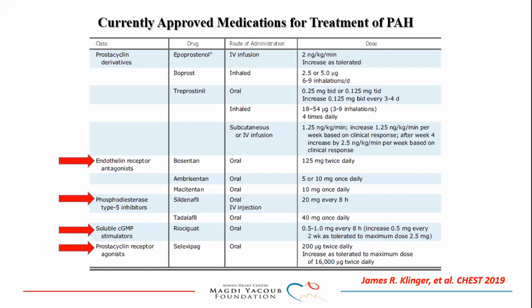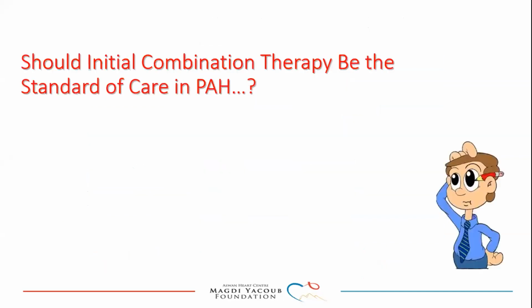After that, riociguat, which in addition to its role in PAH patients, has a class 1 indication for inoperable CTEPH patients or those with residual pulmonary hypertension even after endarterectomy. The last one is treprostinil. We will talk about it in detail later on in the presentation.